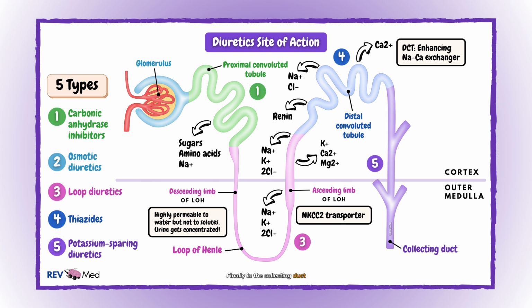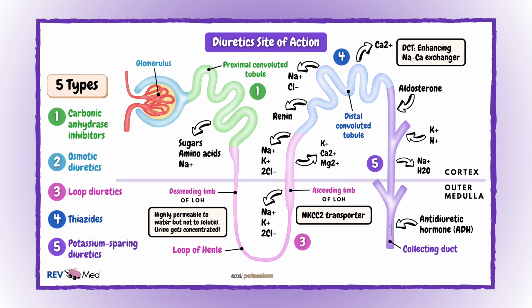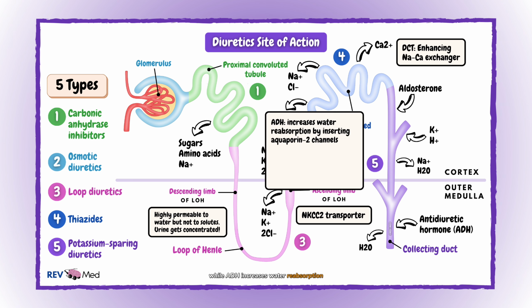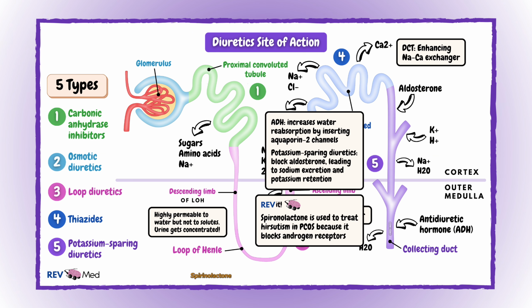Finally, in the collecting duct, hormones like aldosterone and ADH take the reins. Aldosterone increases sodium reabsorption and potassium excretion, while ADH increases water reabsorption by inserting these aquaporin 2 channels. This is where potassium-sparing diuretics like spironolactone and eplerenone work. They block aldosterone, leading to sodium excretion and potassium retention. Quick tip. Spironolactone is also used to treat hirsutism in PCOS because it blocks androgen receptors.